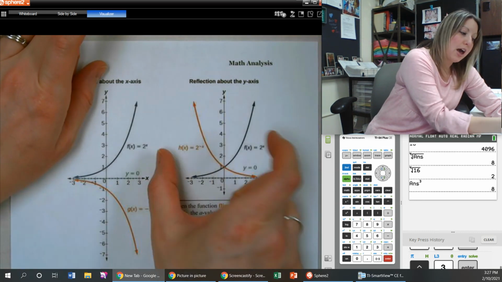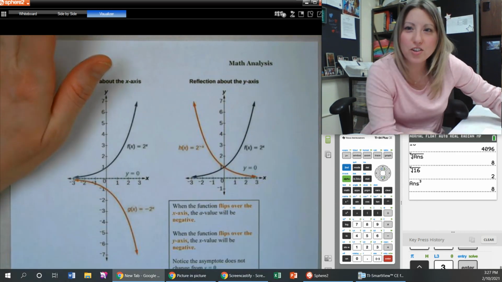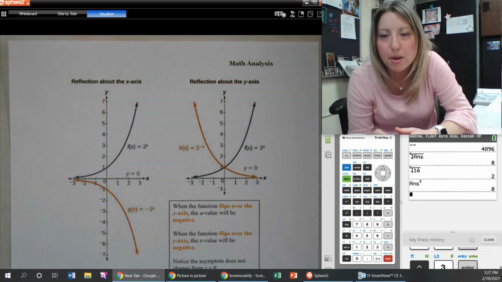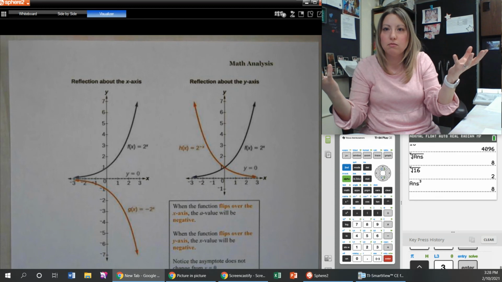Okay, so that is very similar to changing your base. Oh, negative exponent making a fractional base. Oh my God, they come together. There we are.